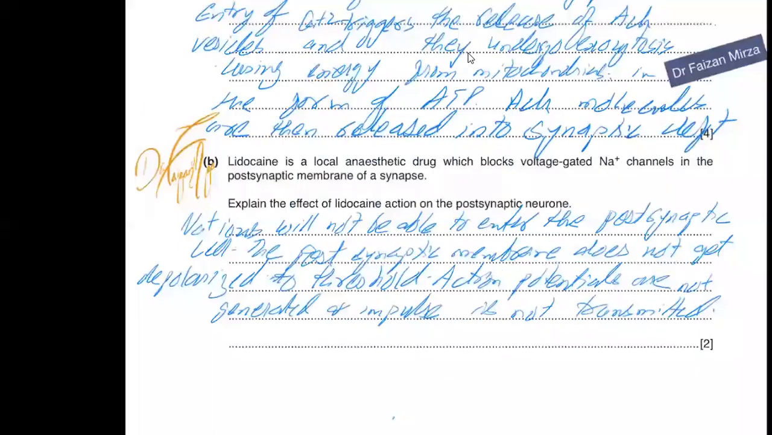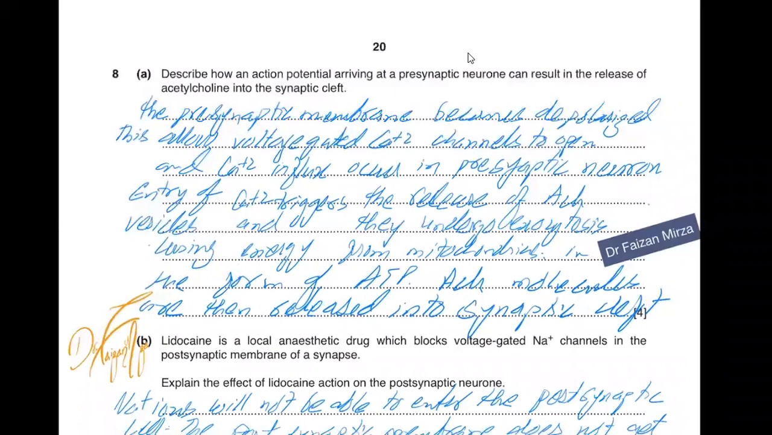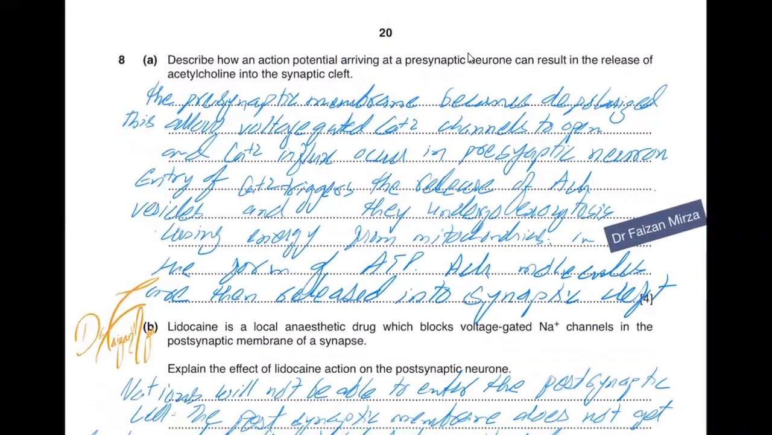Here, taking another question from May June 2018, variant 42. This is question number 8. Describe how the action potential arriving at the presynaptic neuron can result in the release of acetylcholine into the synaptic cleft. We just need to describe the mechanisms here, and this question is based on facts.